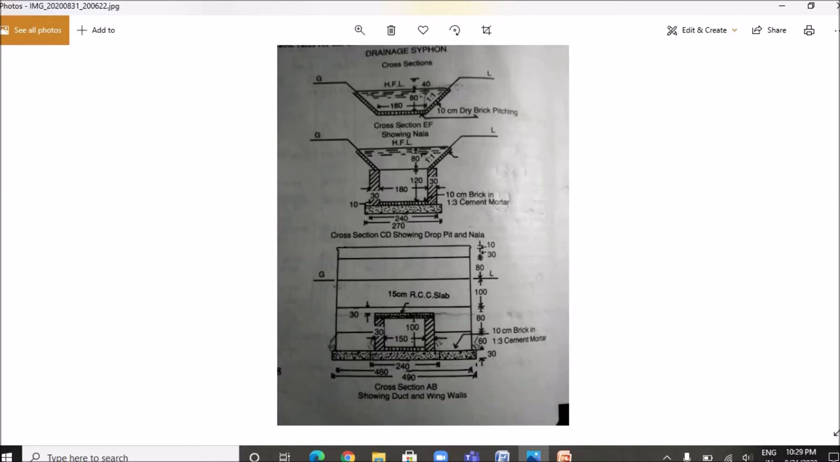So this is the construction methodology or the methodology of preparation of a drainage siphon, and accordingly we are going to estimate the quantity. So with this background knowledge, let us quickly start the estimation part.